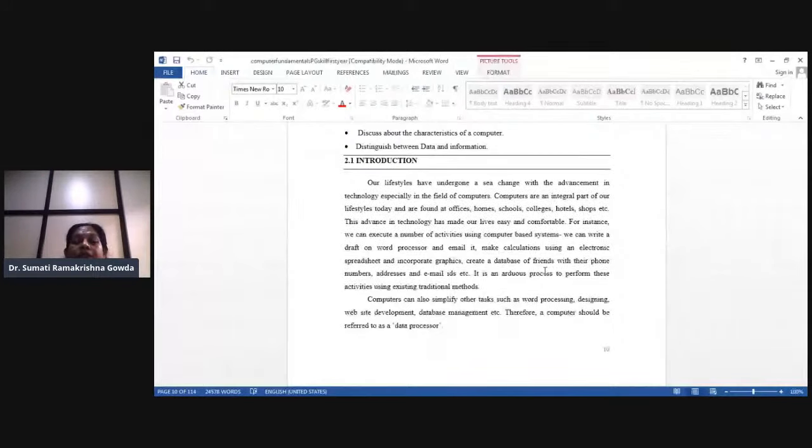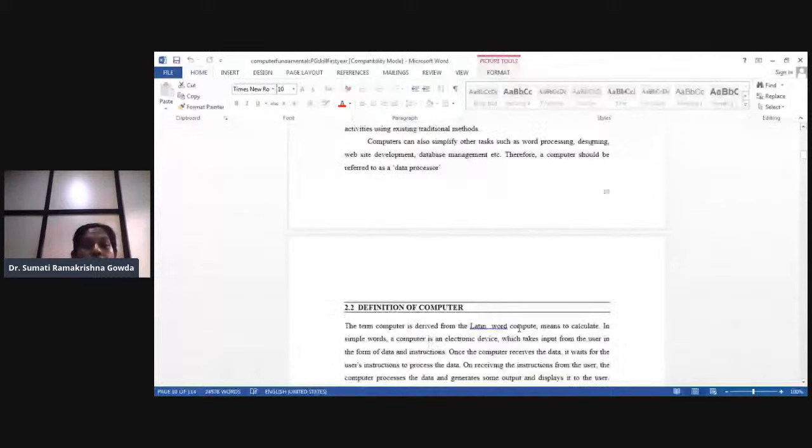So for instance, we can execute a number of activities using computer-based systems. We can write a draft on a word processor and email, make calculations using an electronic spreadsheet, incorporate graphics, and create a database for our friends with their phone numbers, addresses, email IDs, etc. It is an arduous process to perform these activities using existing traditional methods. Computers can also simplify other tasks such as word processing, designing, website development, database management, etc. Therefore, a computer should be referred to as a data processor.